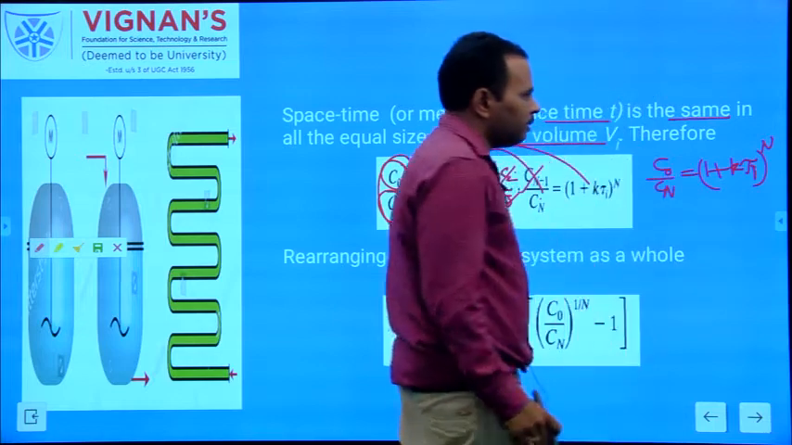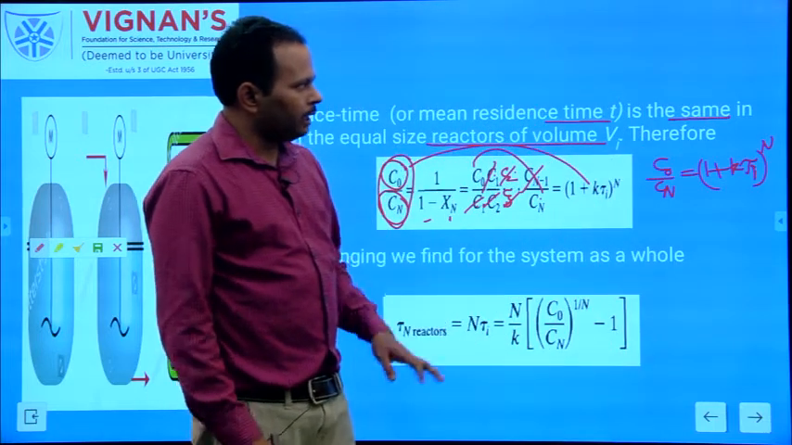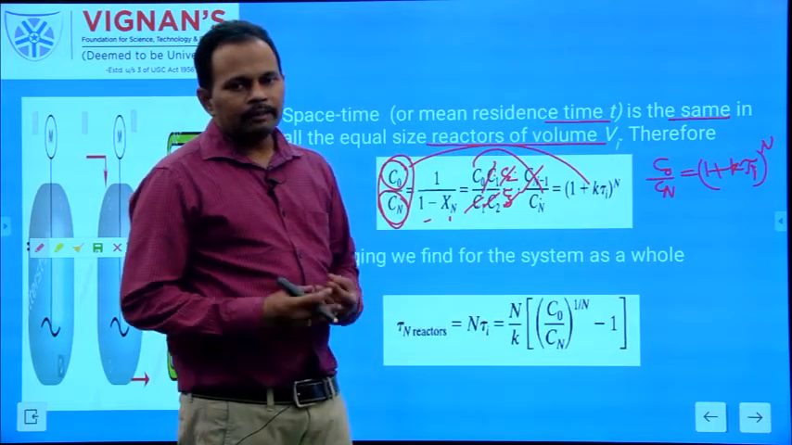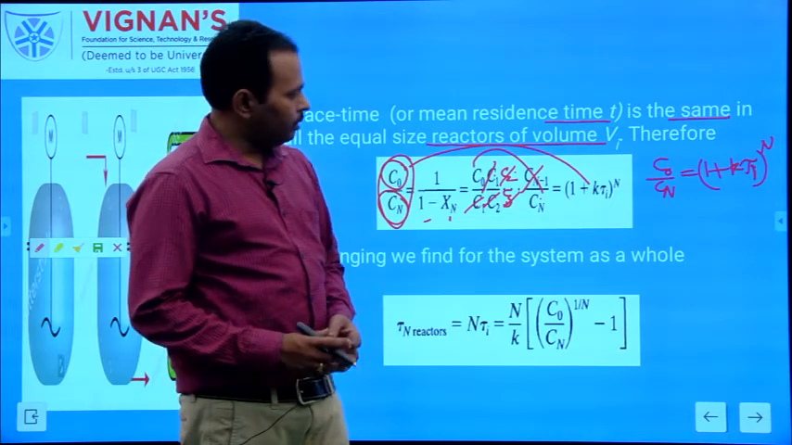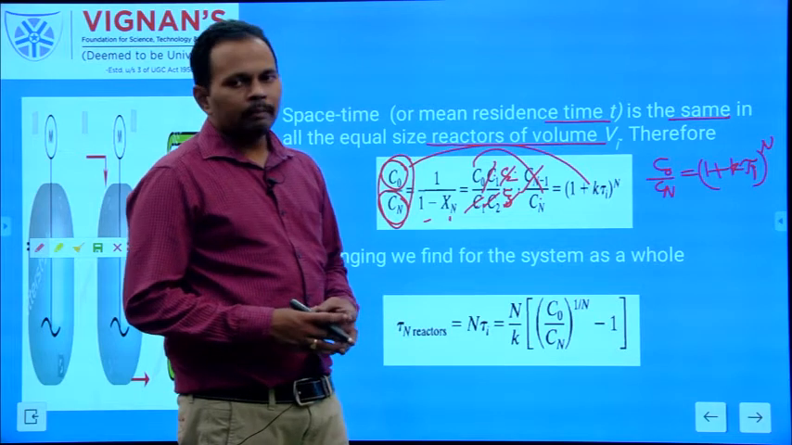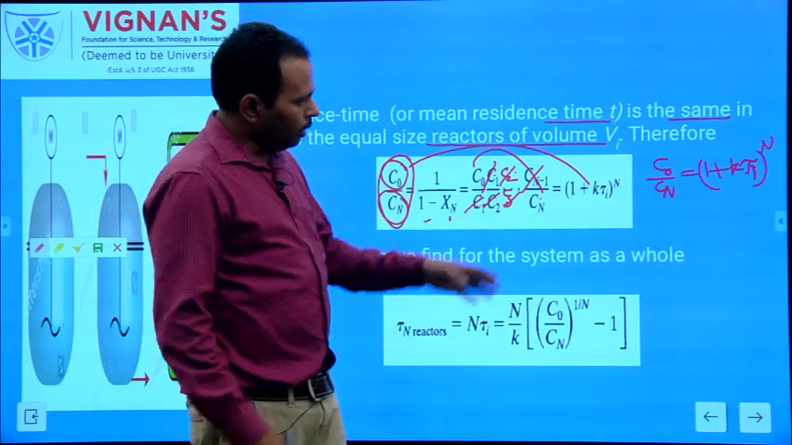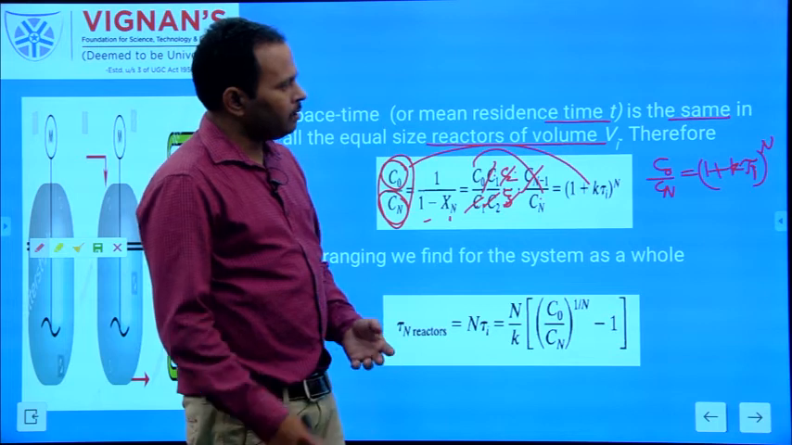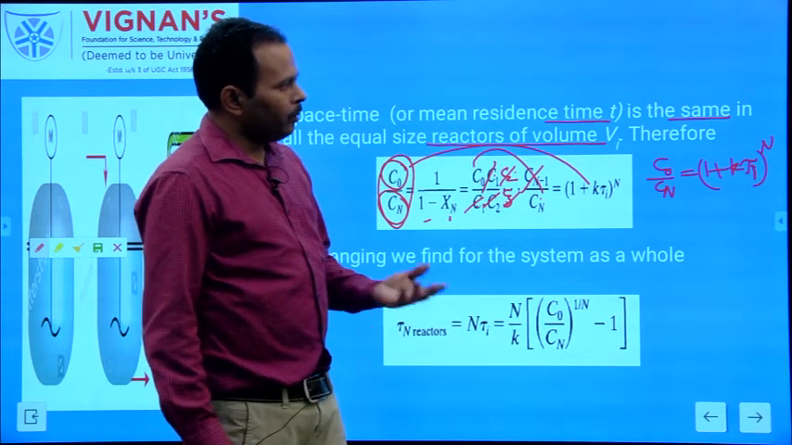So when tau i is not the same for all the MFRs, we should not write like this. Whenever tau i is the same, since the rate constant is constant, you can directly write on the right hand side 1 plus k tau i to the power of n. Now on both sides of this equation, take the power of 1 by n.